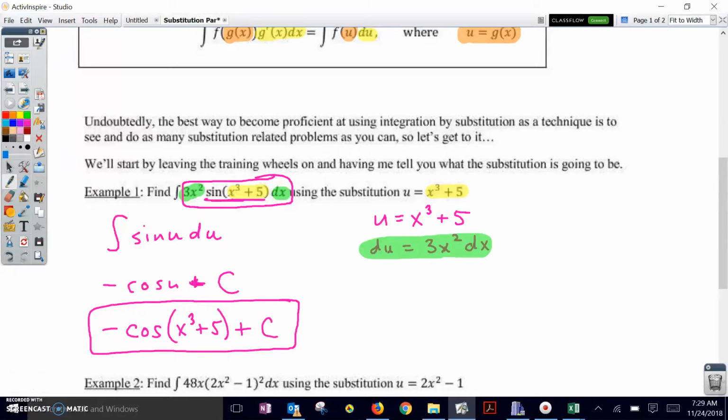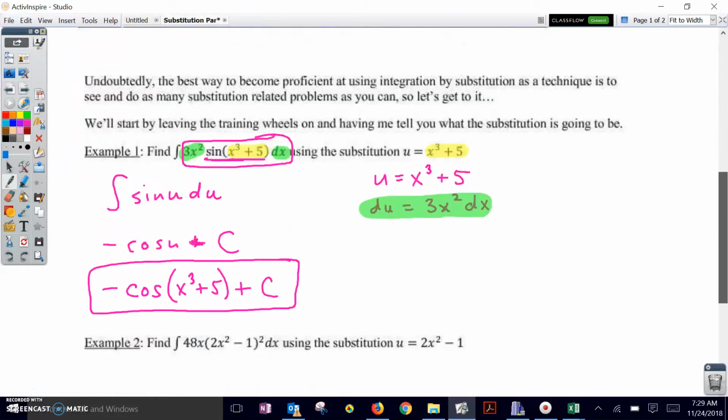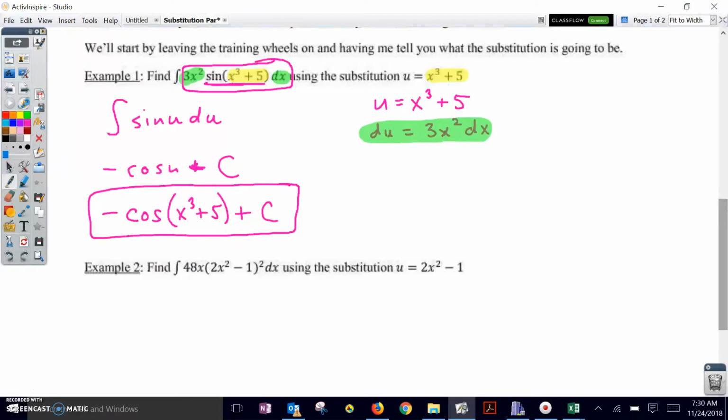Alright, let's move on to example 2. So it's going to be a little tougher. Again, notice that we've chosen the substitution. We've taken what's inside of this quantity being raised to the power, and that's what we've chosen as our substitution. So the first thing we're going to do is take that substitution that we've chosen and write it down.